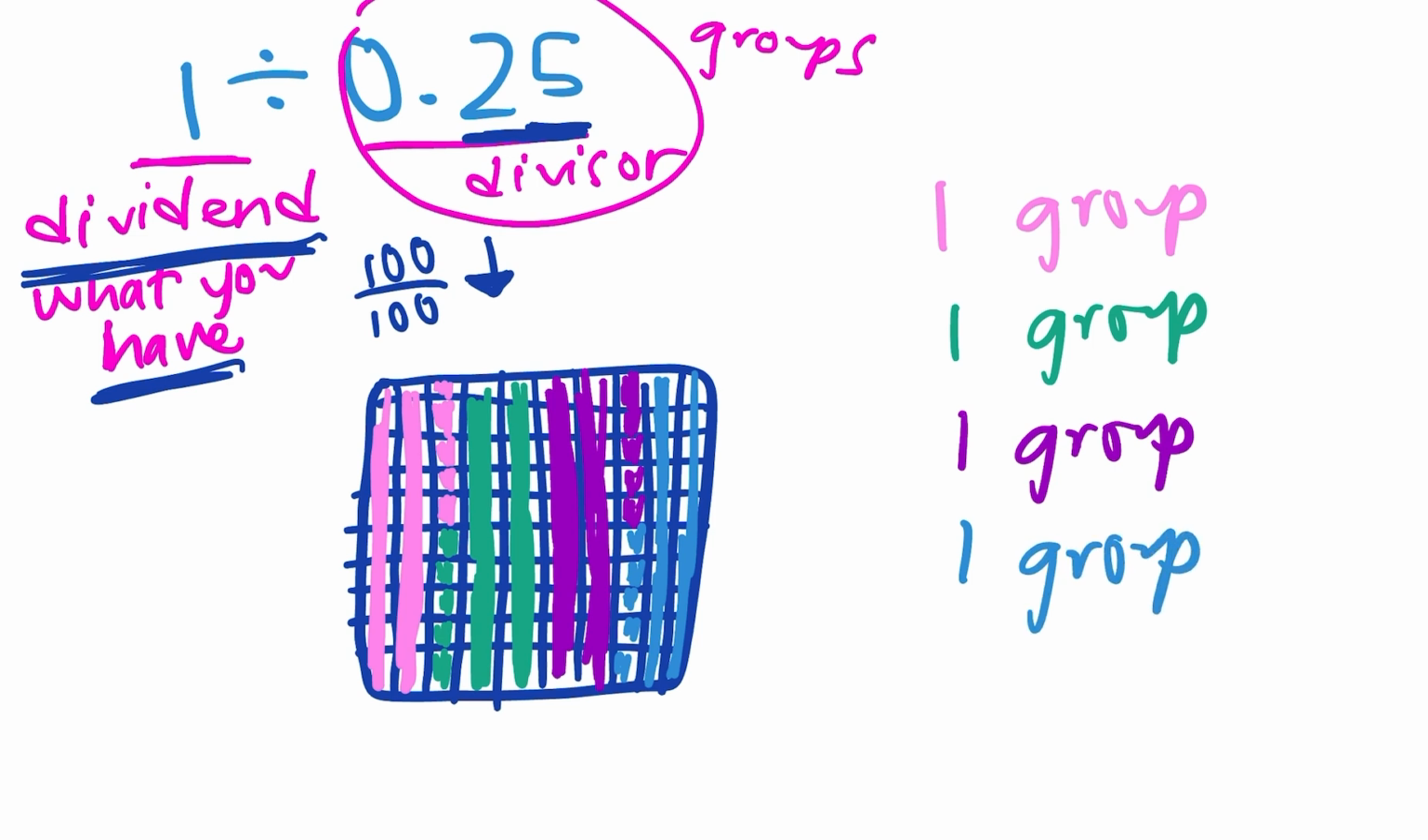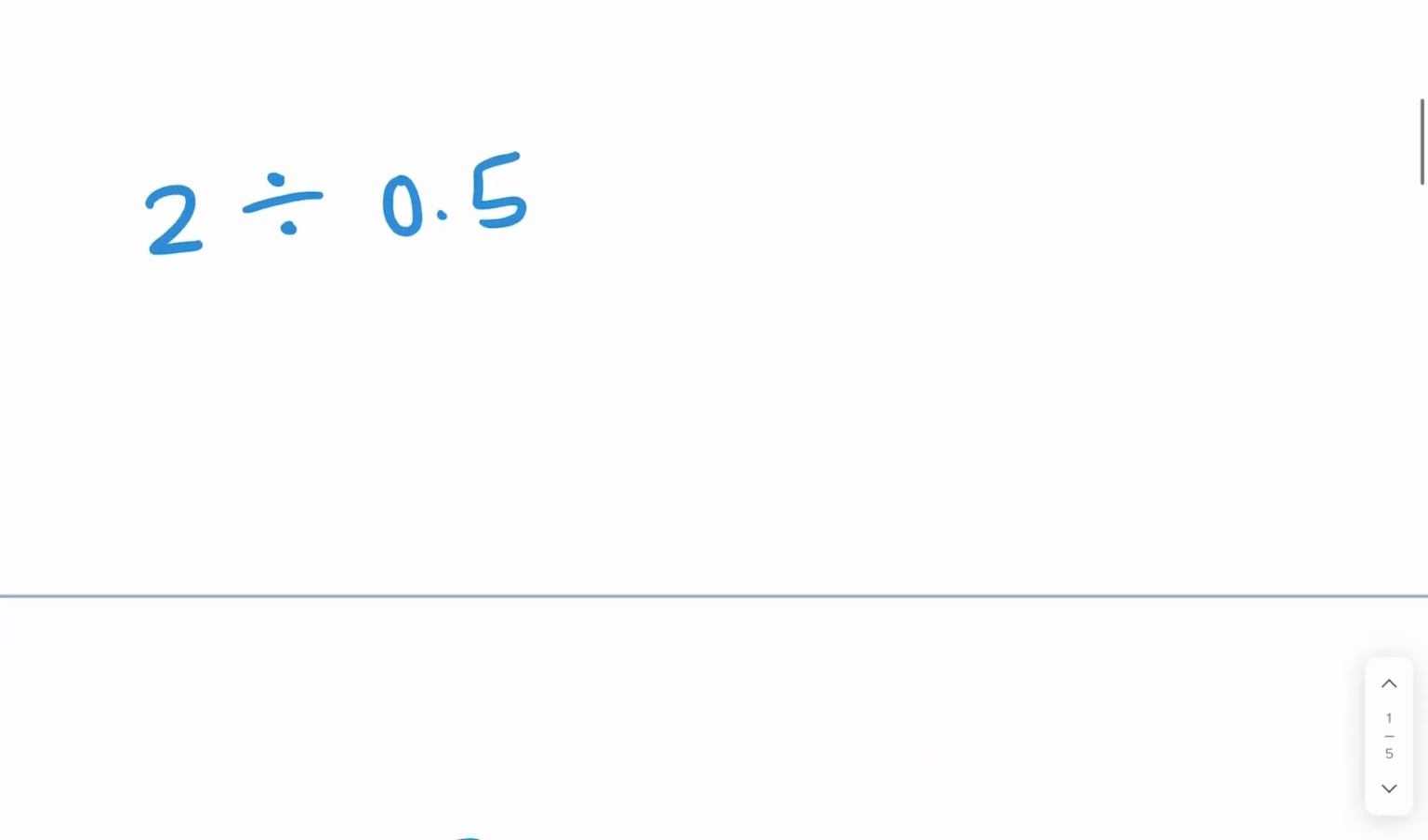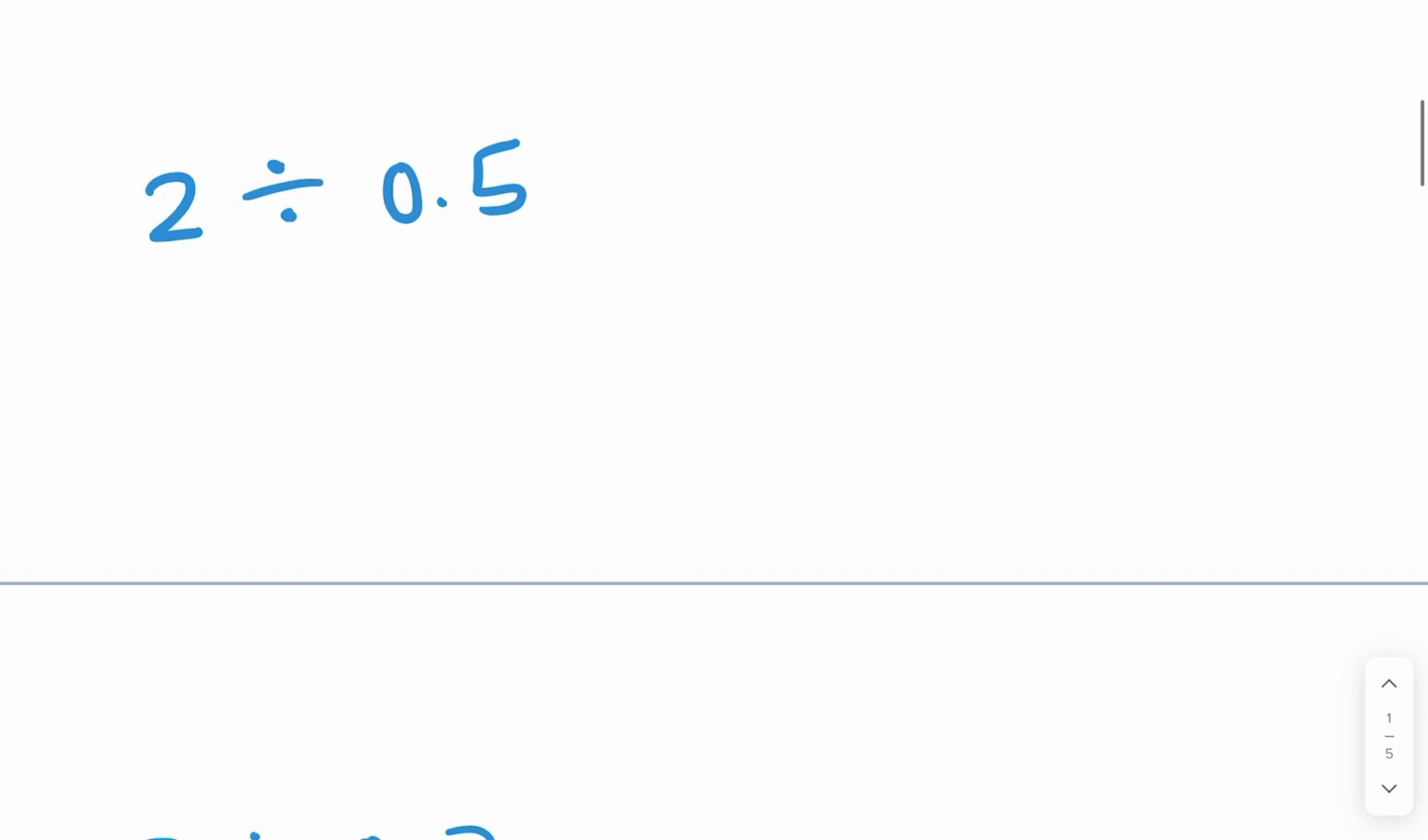Then we see how many groups I made total, and I made 4 groups. So my answer is 4. One whole divided by 25 hundredths is 4. I made 4 groups. We're going to try this with another problem. Now I have 2 wholes, and I'm dividing them by 5/10.